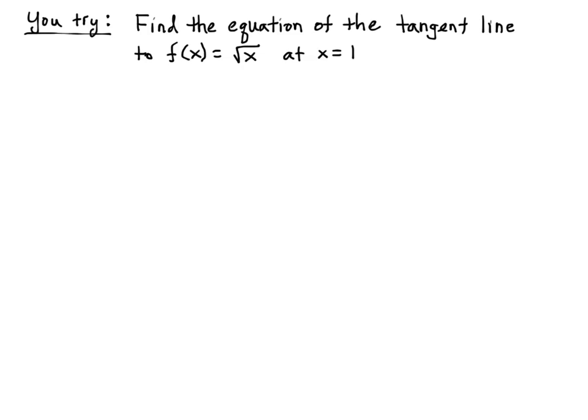Set up the derivative by using this definition, and so this is going to be the limit as h goes to 0 of, since our function is the square root of x, the square root of x plus h minus the square root of x, over h. And so that's going to give you the slope of that line.